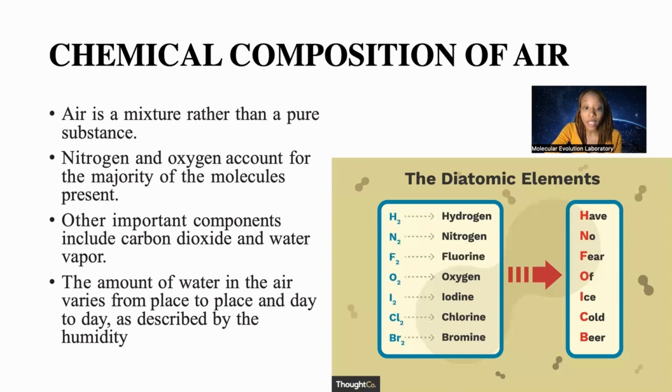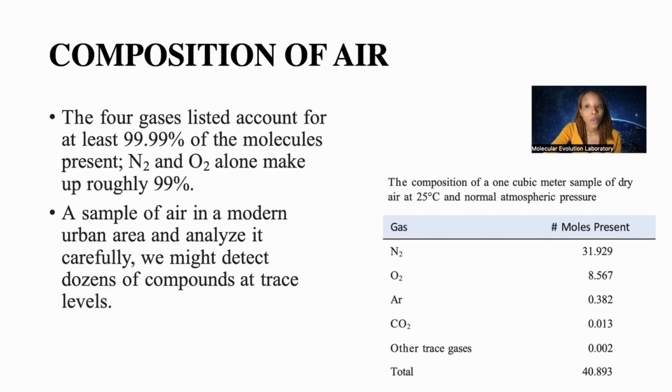The amount of water in the air varies from place to place and day to day, as described by humidity. Here we can see our diatomic elements as well. Hydrogen, nitrogen, fluorine, oxygen, iodine, chlorine, bromine are all diatomic elements. Have no fear of ice cold beer. So as we mentioned before, nitrogen and oxygen alone make up roughly 99%.